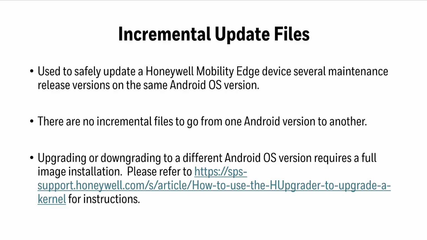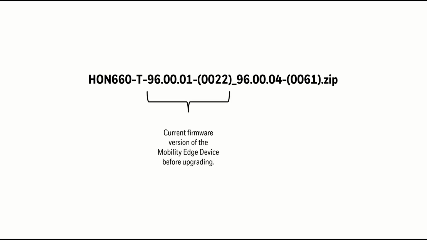maintenance release. An incremental update file name contains two firmware versions. The first version is the firmware that a Mobility Edge device must be on to use the file. The second version indicates which firmware version the Mobility Edge device will have once it has been updated.